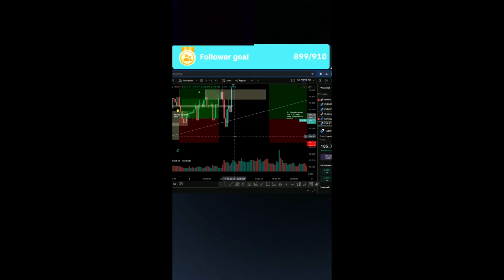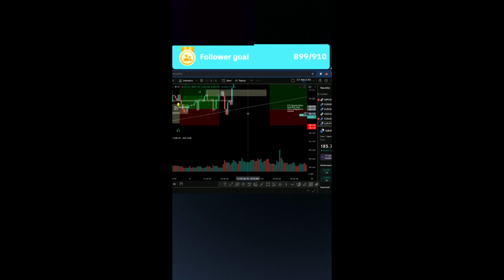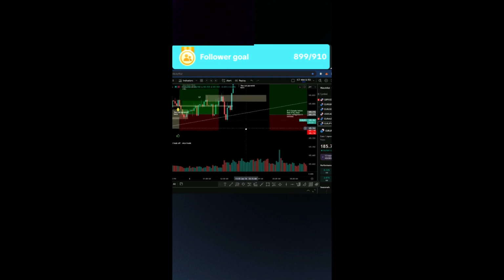Okay, so that closed below here. Yes, it did close below that level 1. All right, so this could be a move to the downside, but I want to see a level 2. There it is. There's the level 2 right here. All right, we have our region.